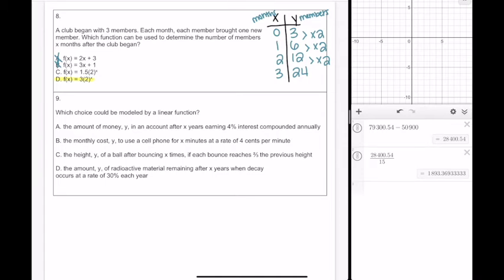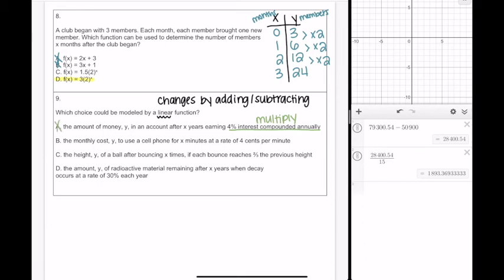All right, number 9, which choice could be modeled by a linear function? Okay, so remember a linear function changes by adding or subtracting the same amount over time. So A, the amount of money in an account after X years earning 4% interest compounded annually. Well, this 4% interest compounded annually, that means that it's increasing by a percentage, by multiplying. So it can't be A.